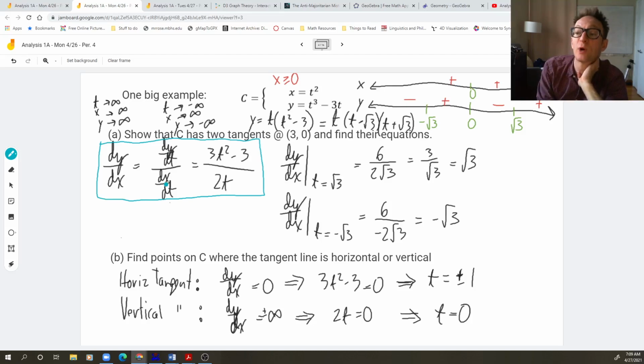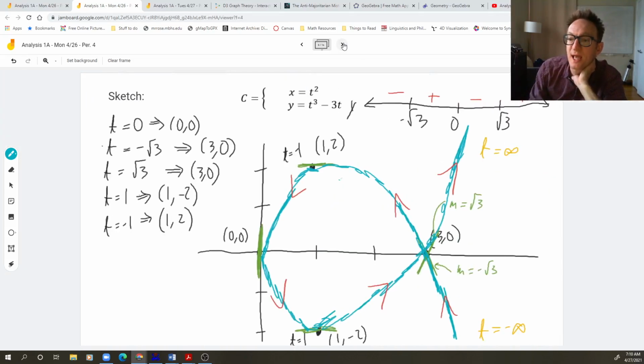When the numerator is 0. When do I have a vertical tangent? When the denominator is 0. Okay, I'm spending a lot of time just reviewing, but maybe that's good. So, plugging those five t values into this curve, because these are the 5 t values of interest. At 0, they're both 0. At root 3 and negative root 3 is when the curve passes back through this point 3 comma 0.